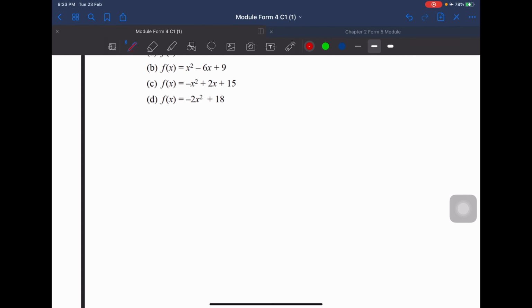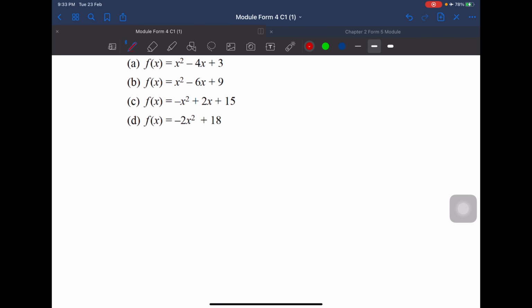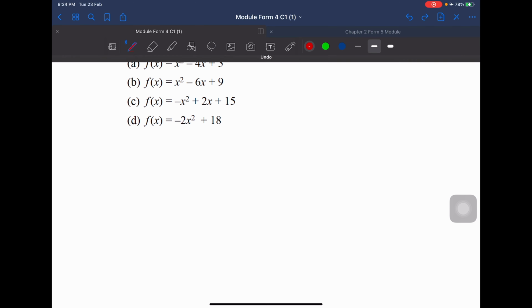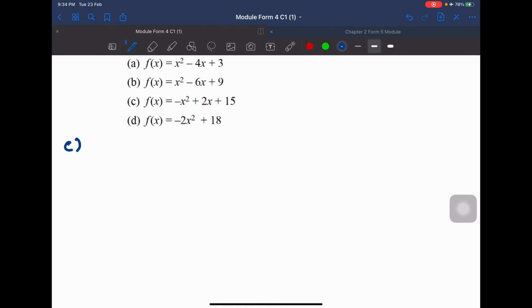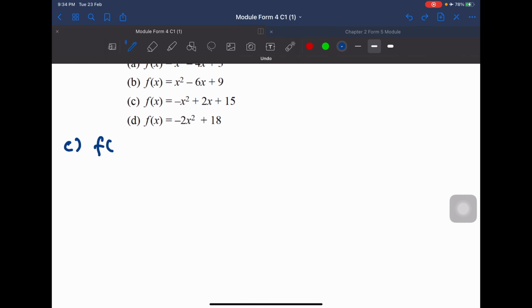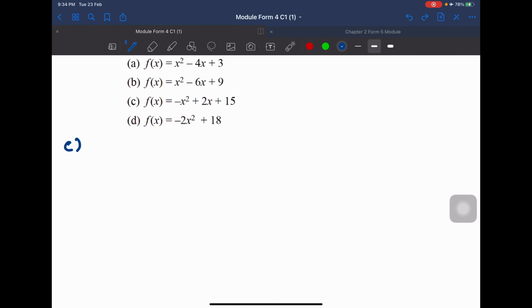Okay, seterusnya kita tengok contoh C. Okay, C pula macam mana ni? Tengok C. C we have fx. Okay, contohlah saya tukar y, benda yang sama je. Okay, for example y equals to negative x square plus 2x plus 15. Okay, kita check one by one. So value of A is equals to negative 1.